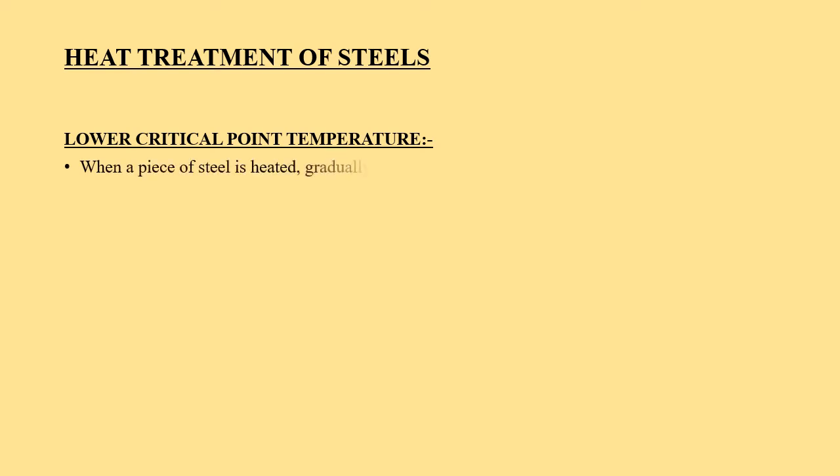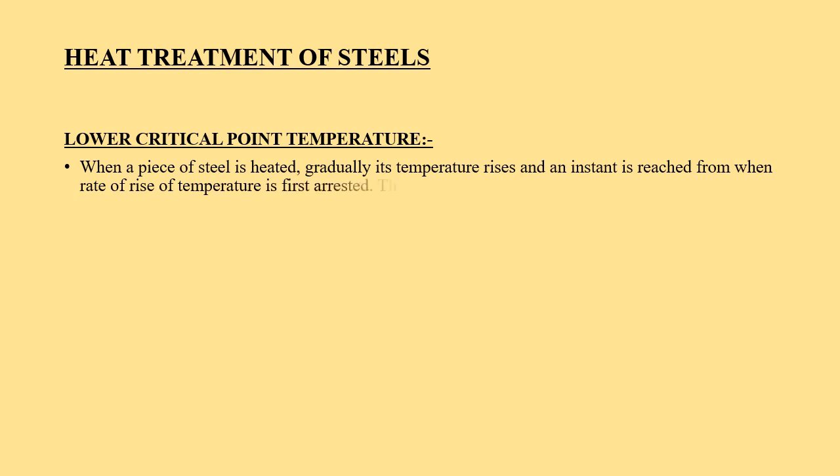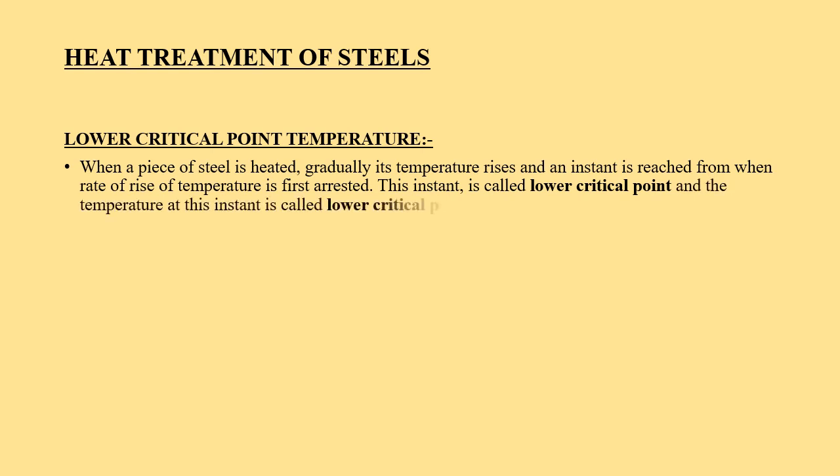To go through the iron-carbon equilibrium diagram properly, we must know some important parameters. At first, we have to know lower critical point temperature. When a piece of steel is heated, gradually its temperature rises and an instant is reached from when the rate of rise of temperature is first arrested. This instant is called lower critical point, and the temperature at this instant is called lower critical point temperature.